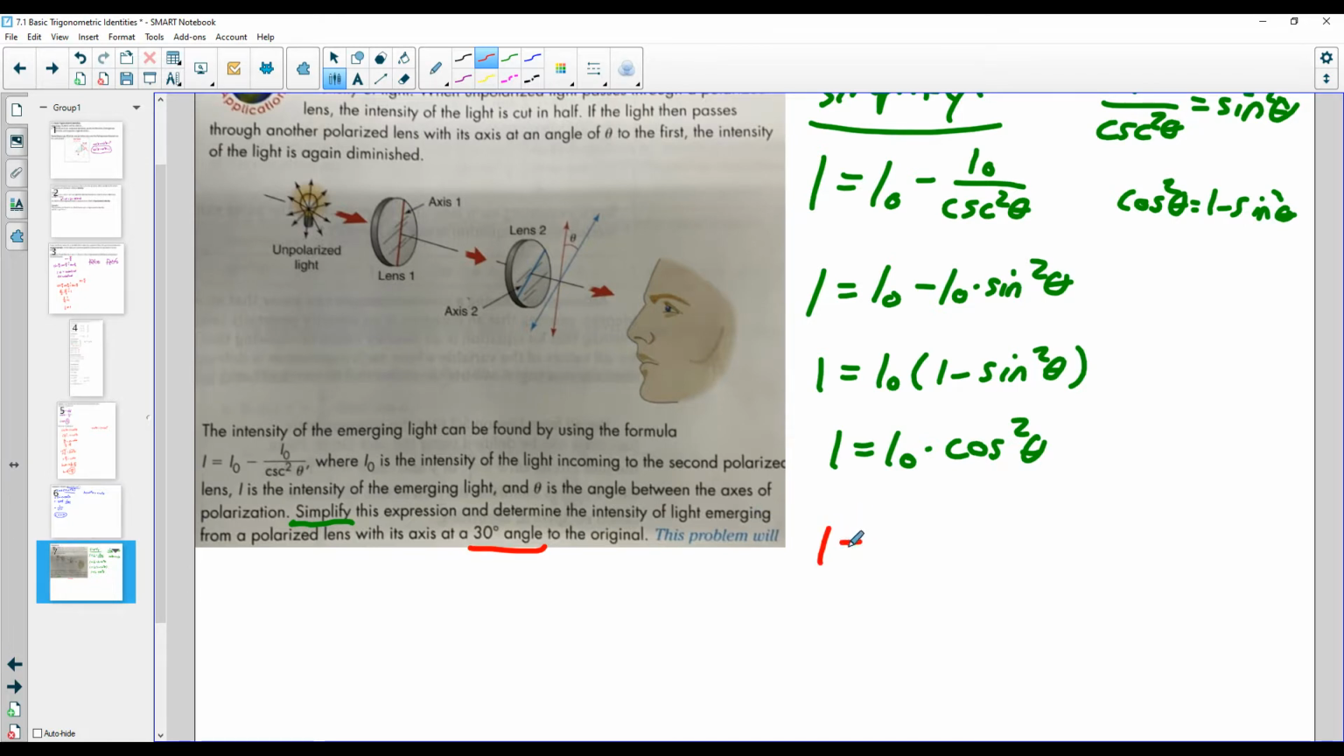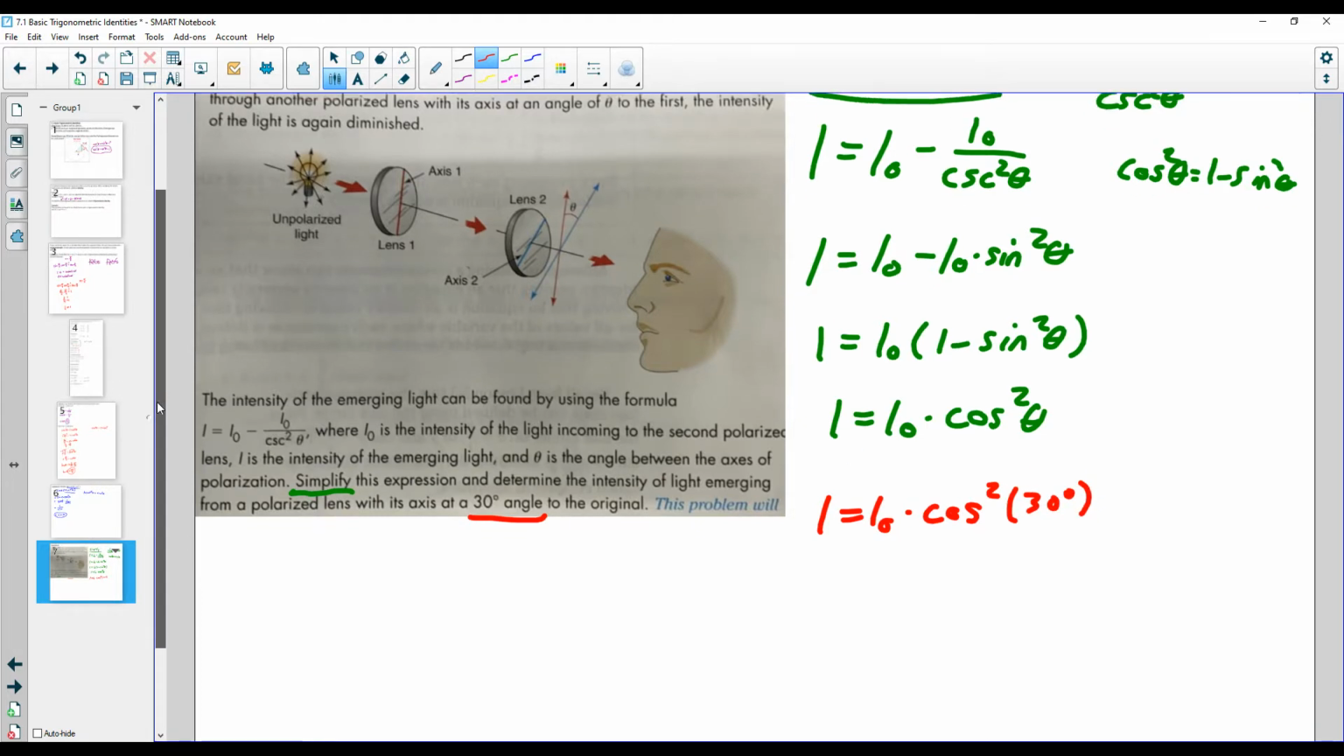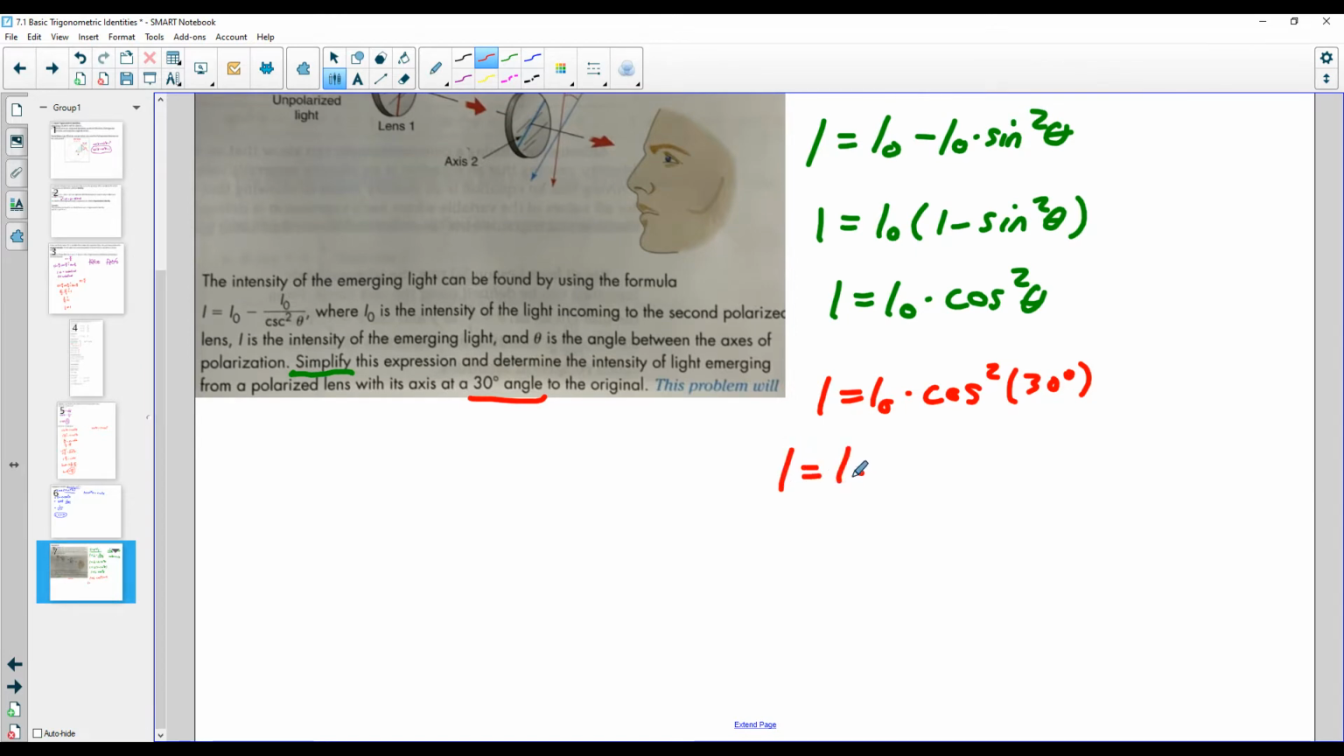So we're going to have I equals I naught times cosine squared of 30 degrees. And again, here's this lesson again, where really what this is saying is we have times cosine of 30 degrees squared. And I know that cosine of 30 degrees is square root 3 all over 2, squared. And if you don't have that memorized, that's totally fine. Again, you could just use a 30, 60, 90, punch it in your calculator, whatever works.